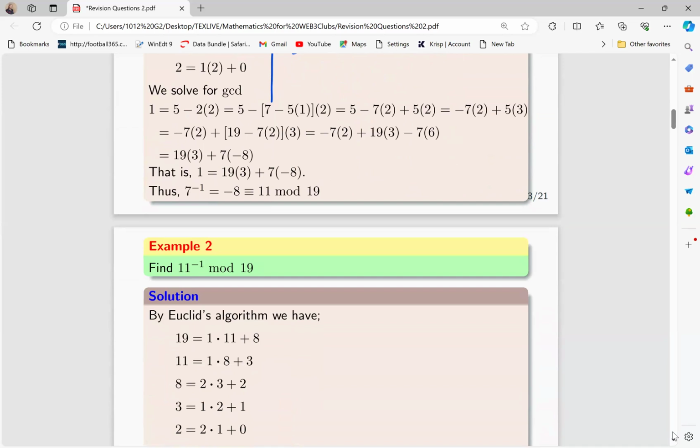If it were an additive inverse, what will be the answer? What will be the additive inverse of, in fact, that one we write it this way. What is negative 11? The additive inverse of 11 is what? 8. Is that okay? So the additive inverse, it's easy to see. So we want the multiplicative inverse.